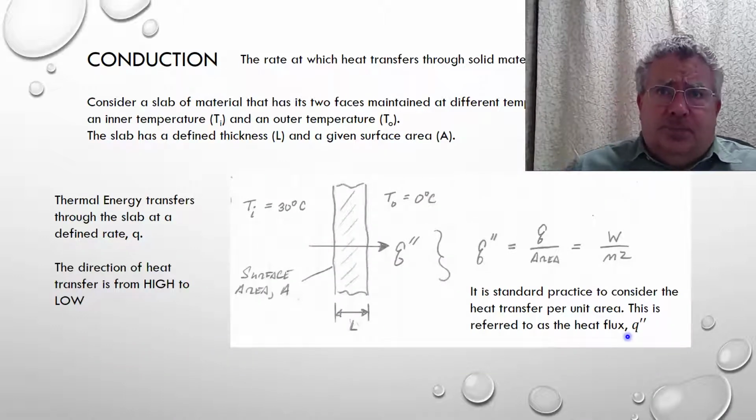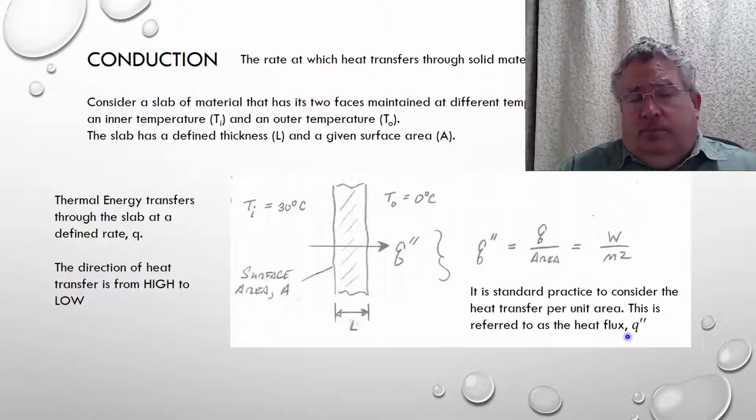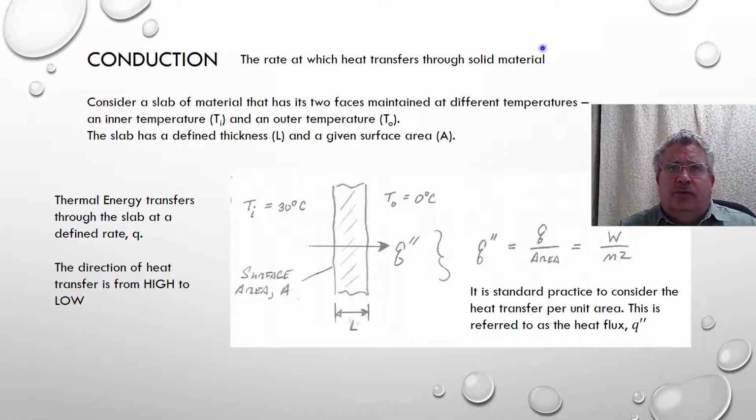For conduction, to give it the definition, conduction is the rate at which heat transfers through a solid material. If we have a slab of material that has its two faces maintained at two different temperatures, again what we're looking at is a side view. The slab is in and out of the paper, so this side is at a temperature of 30 degrees and this side is at a temperature of 0 degrees.